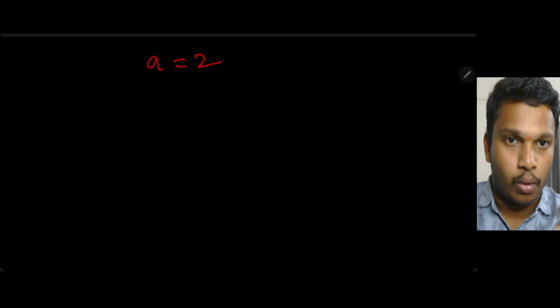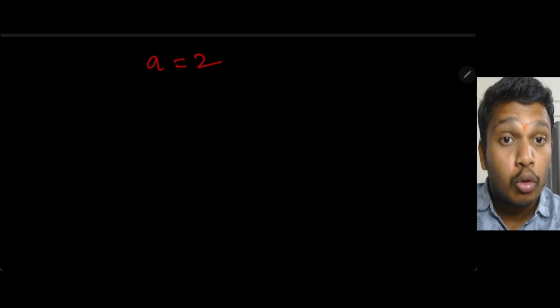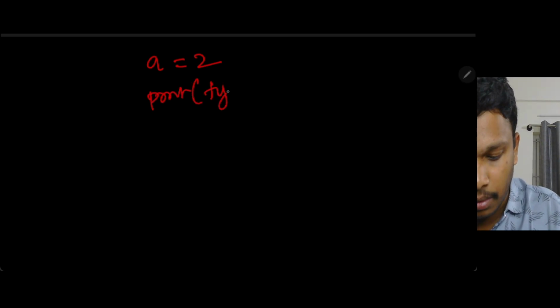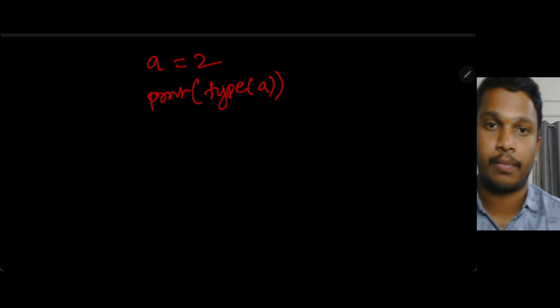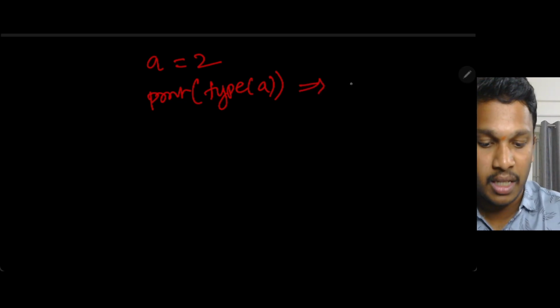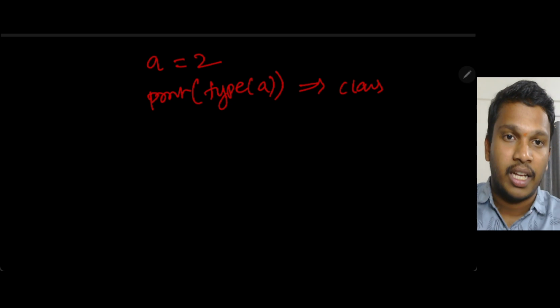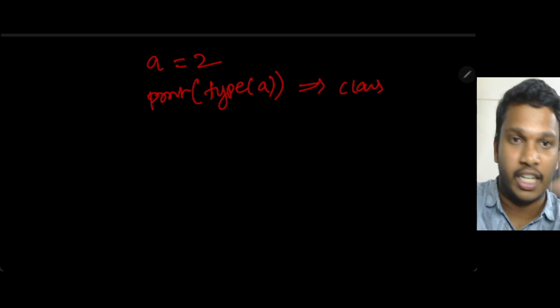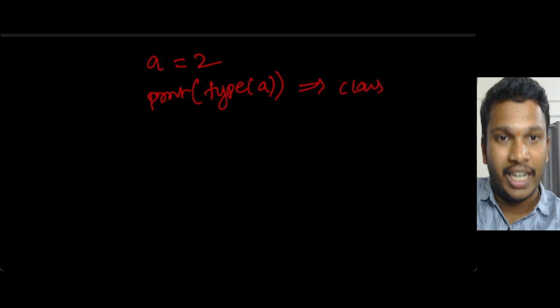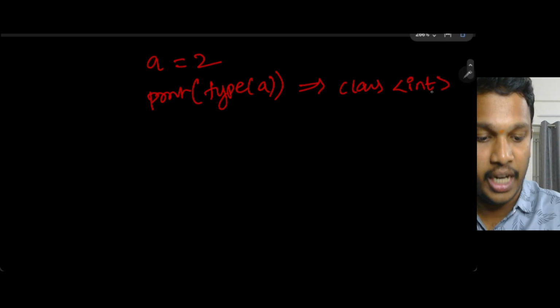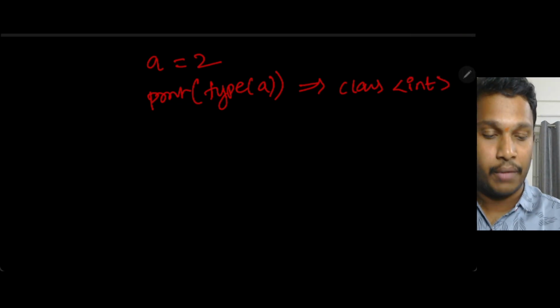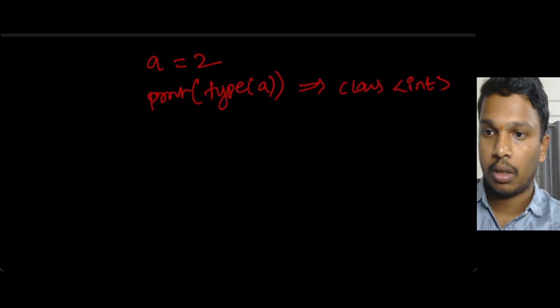And in a computer program, for example, if a is a variable and I store 2, we understood 2 as an integer, right? How to know what the computer understood? For that, print type of a. It will print the class, like in our school where fifth class, sixth class, seventh class will be there. Python also has integer class, float class, string class, boolean class. It will print class of int.